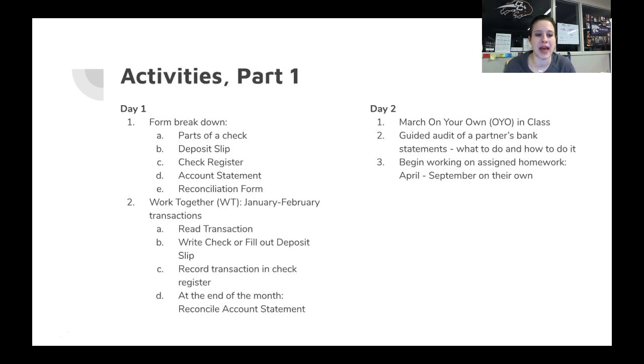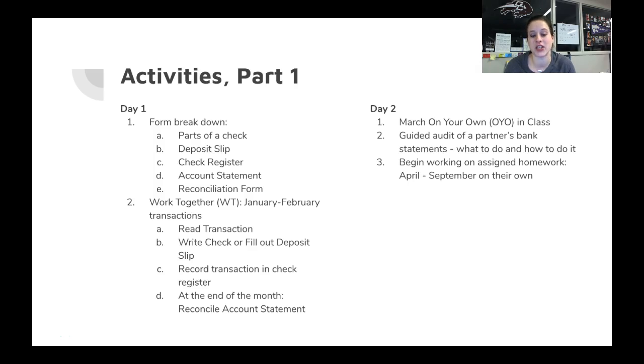Okay, so my activities. I actually made this a 4-day unit plan, and so I'm going to go over what I did each day, or if it's in the future, what I'll be doing each day. Day 1 is the form breakdown, going over each one of those things that I just briefly showed you, showing each part of the check, deposit slip, check register, account statement, and reconciliation form. And then we'll do a work together, a WT, for January and February.